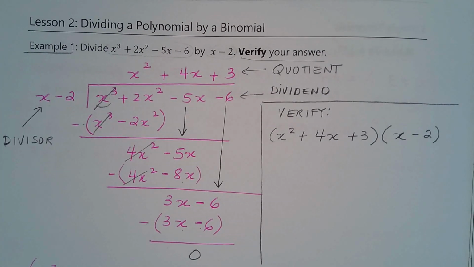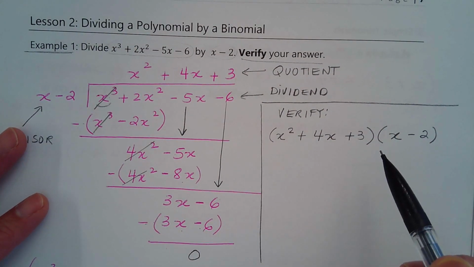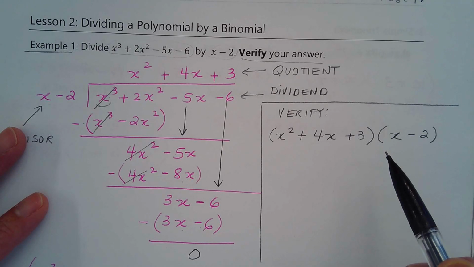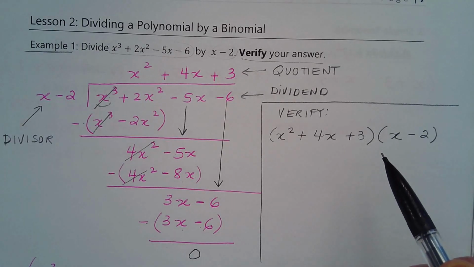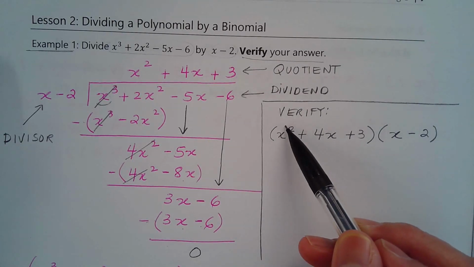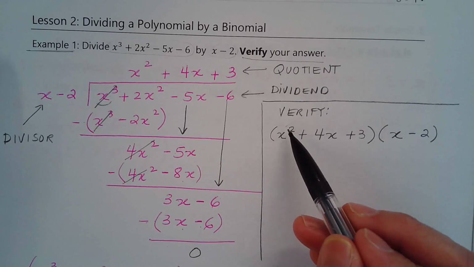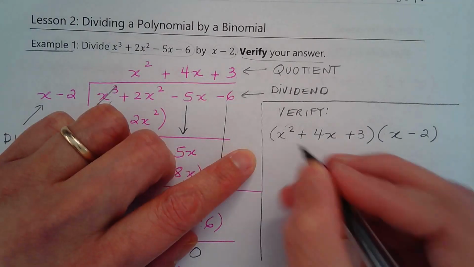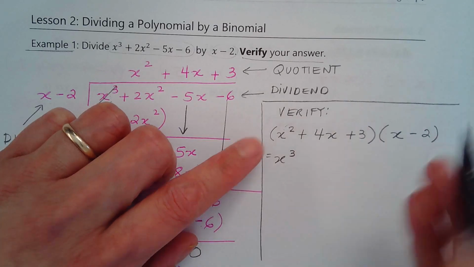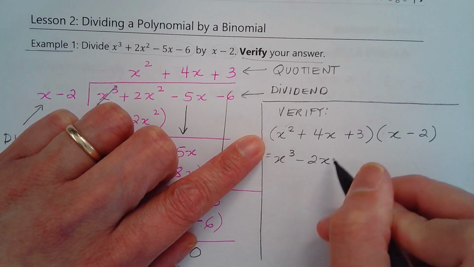And what are we supposed to get after we multiply those two? If we multiply these two, what are we supposed to get? The dividend. Correct. Very good choice of words. The dividend. So we're going to take this and multiply with everything there. Right? So let's do that. x squared times x, that's going to give us x cubed. x squared times negative 2 is negative 2x squared.